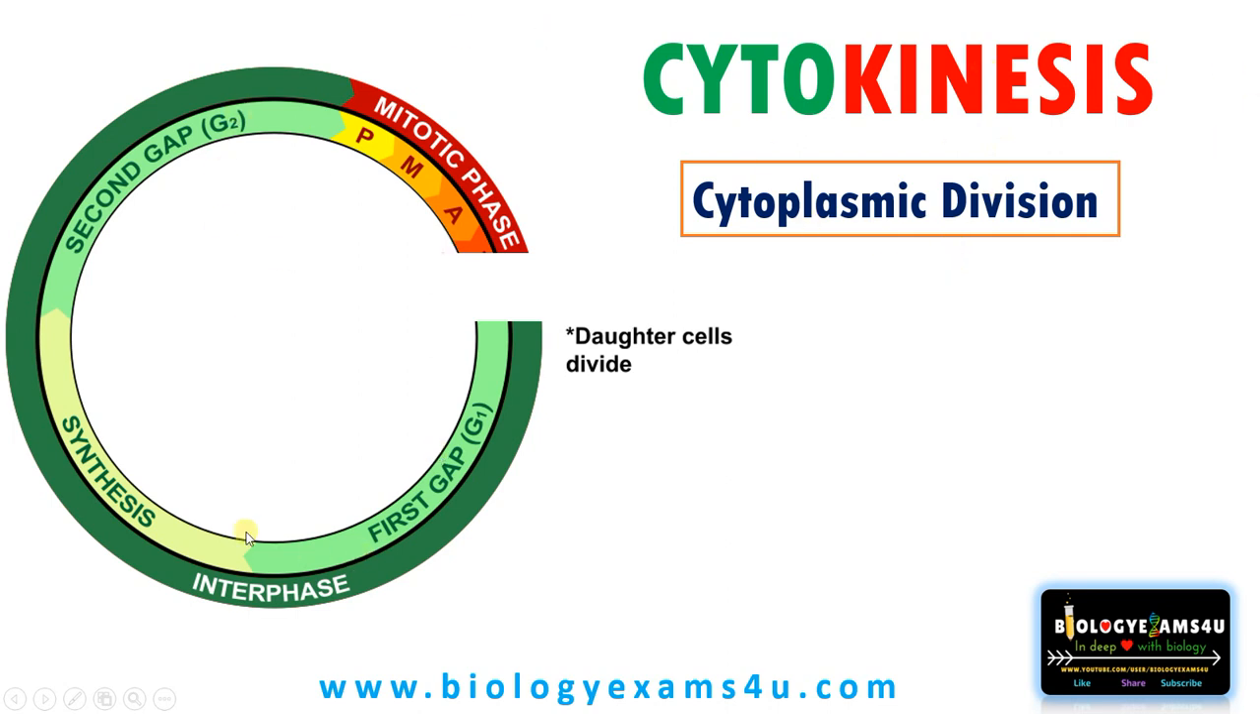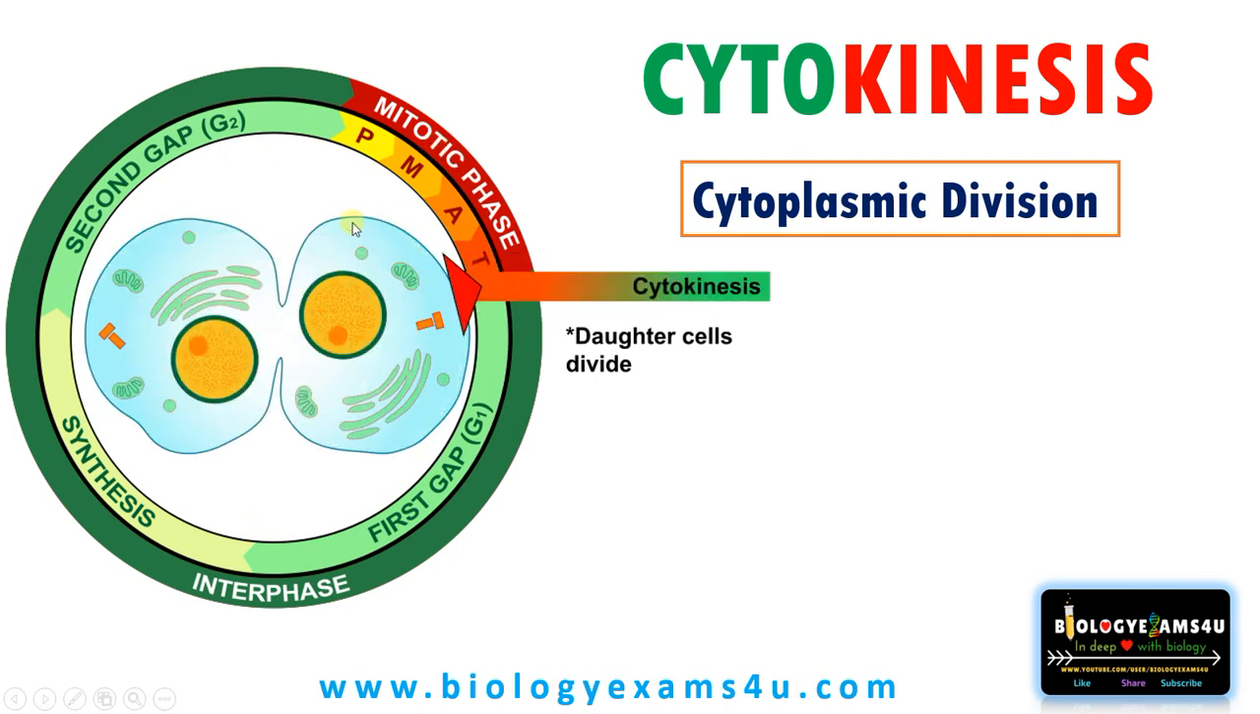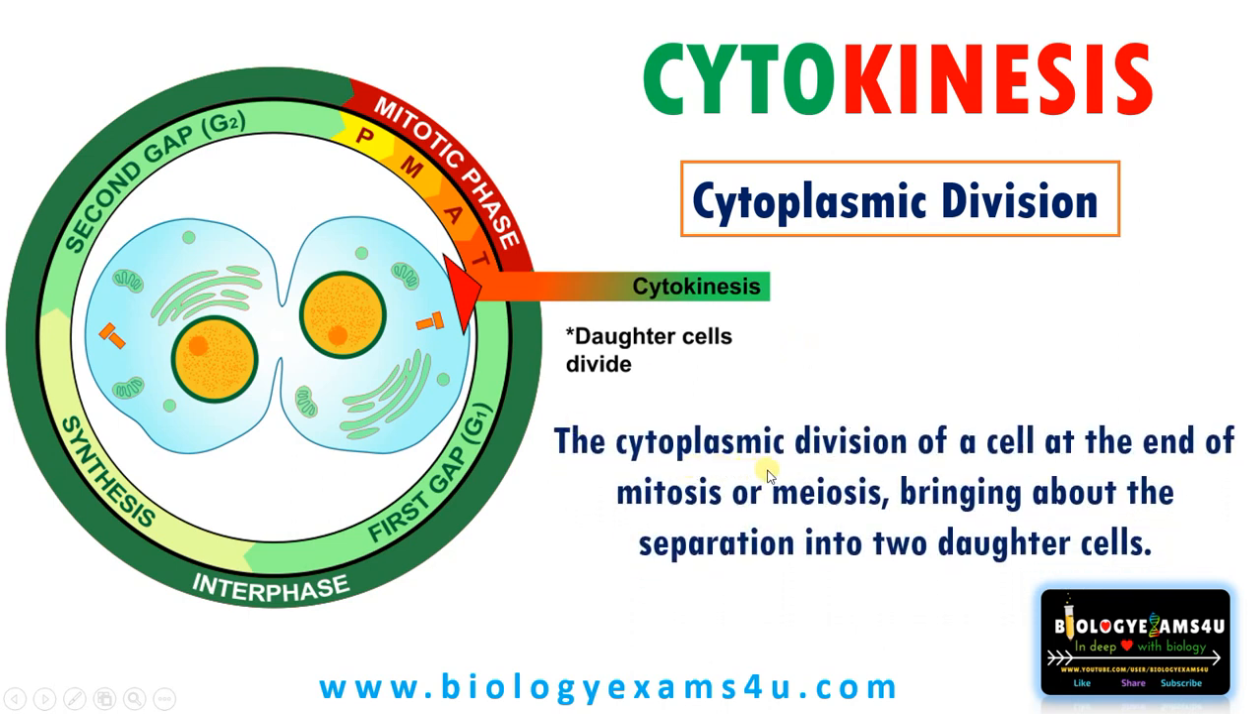As you see, this is the cell cycle. After the mitotic phase, two daughter cells are formed, and these cells should be separated, and both the cytoplasm and the genome should be equally distributed to these daughter cells. And that process is called the cytokinesis. It can be defined as the cytoplasmic division of a cell at the end of mitosis or meiosis, bringing about the separation into two daughter cells.